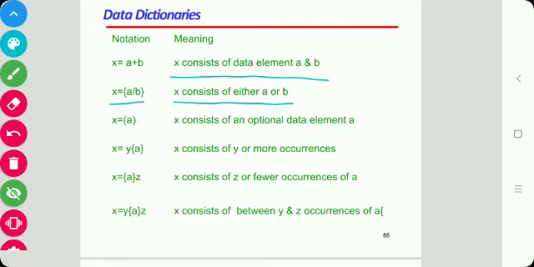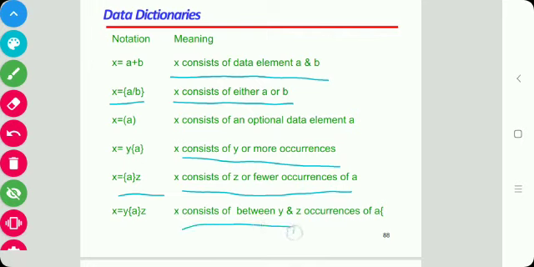x = y{a} means x consists of y or more occurrences of a. x = {a}z means x consists of z or fewer occurrences of a. x = y{a}z means x consists of between y and z occurrences of a. So these are some of the notations that are used in the data dictionaries.